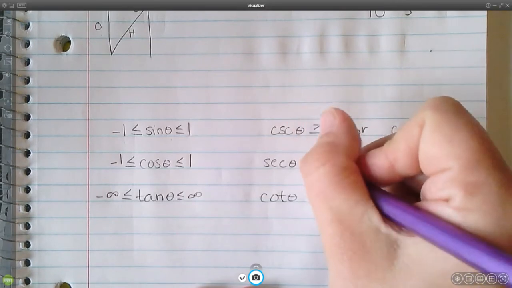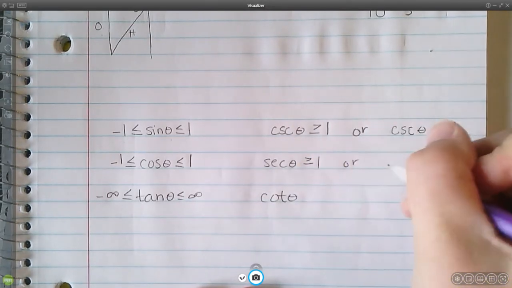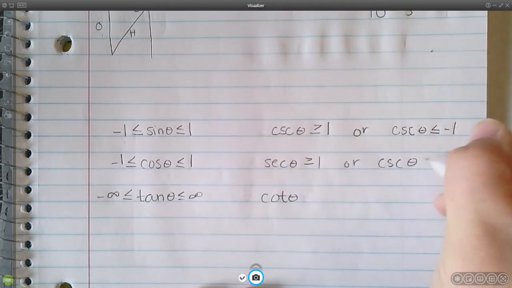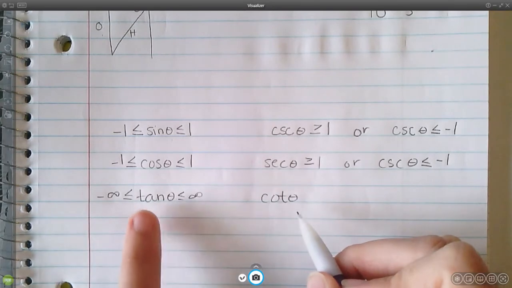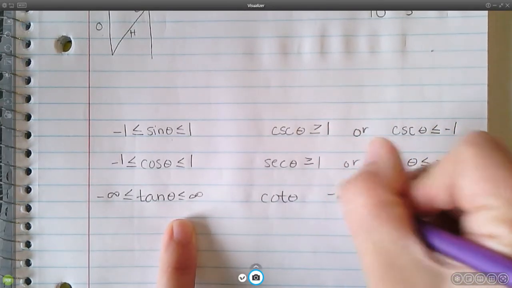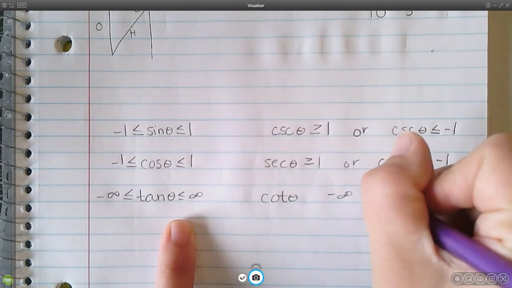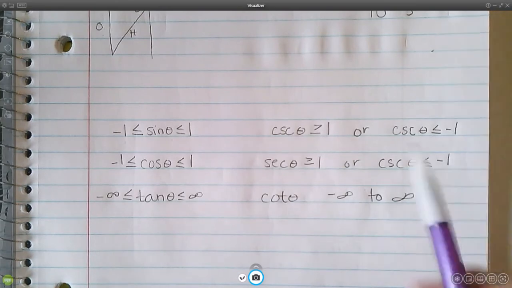So that's the same with secant. So greater than or equal to 1 or less than or equal to -1. And then cotangent, since tangent can be all real numbers, cotangent is the same. So from -infinity to infinity. So I would just make sure you write this down.